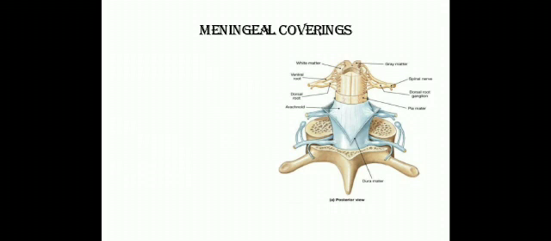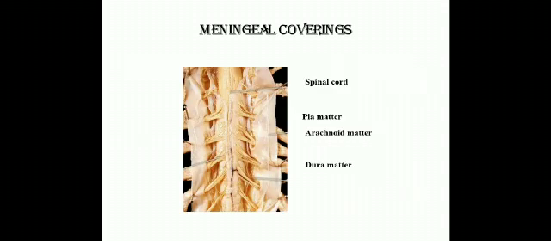The spinal cord is covered by the 3 meningeal coverings. From outside to inside, it includes the dura mater, the arachnoid mater and the pia mater. So, in the dissected part, we can observe the dura mater, the arachnoid mater and the pia mater. We can observe here all the 3 are enclosing the spinal cord.